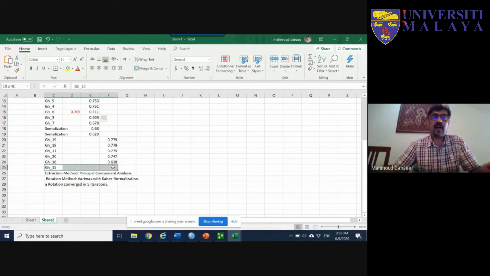But item number 15 also had a very low value, below 0.4. That's why this item also must be dropped. This is the way that we can measure the construct validity, remember again, if you are adapting or developing a questionnaire.